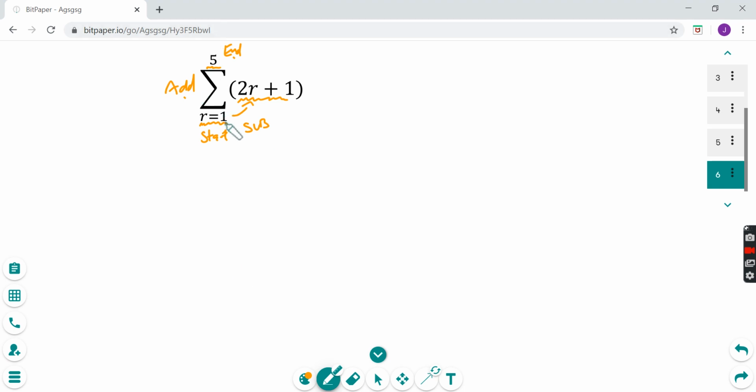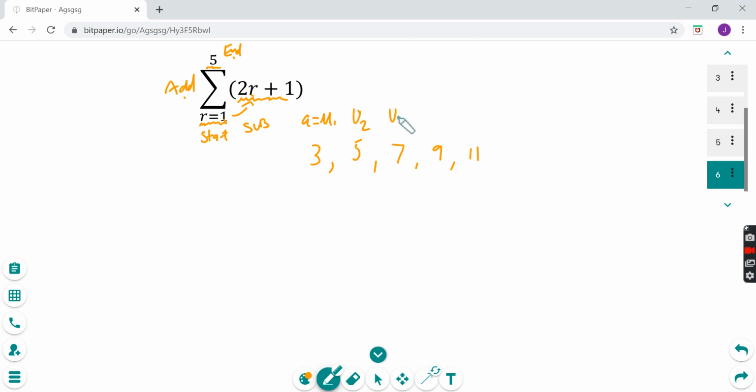So let's start. We need to start at 1. When r equals 1, 2 times 1 is 2, plus 1, it's 3. So the first term in this series is 3. That's also a, isn't it? It's a, or the first term. What's the next one? Well, you try r equals 2, so you go up in integers. 2 times 2 is 4, plus 1 is 5. Can you guess what the next one's going to be? It's going to be 7, isn't it? And this will go up to 11. Let's just check: 2 times 5 will give us 10, plus 1 is 11.